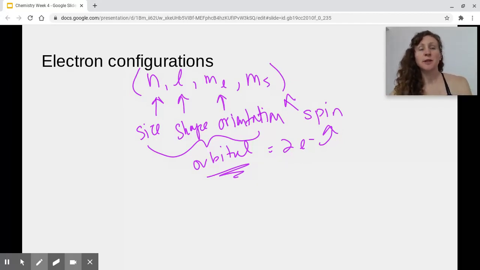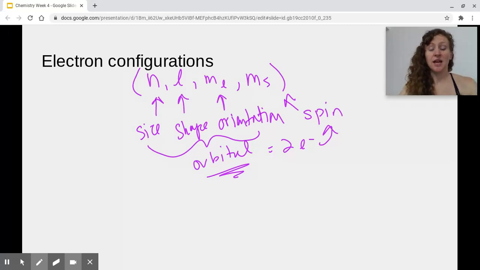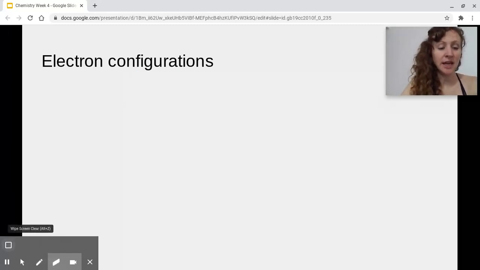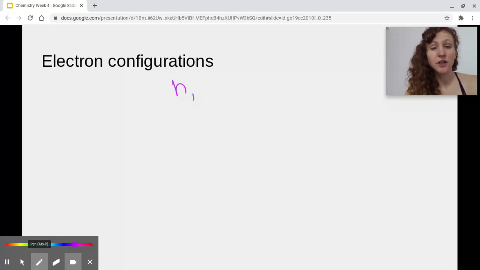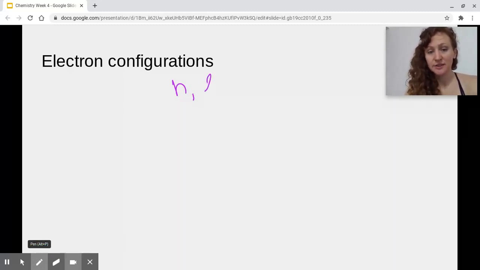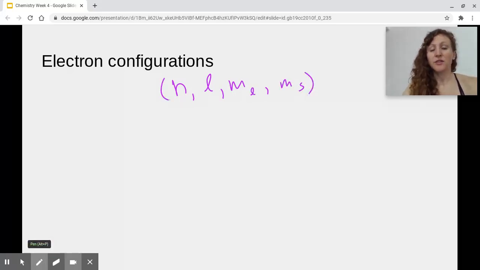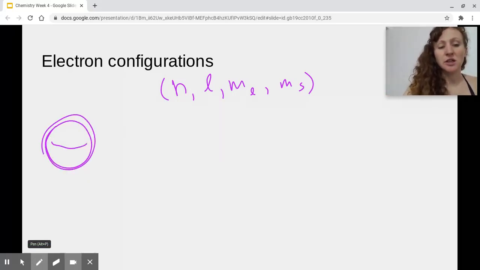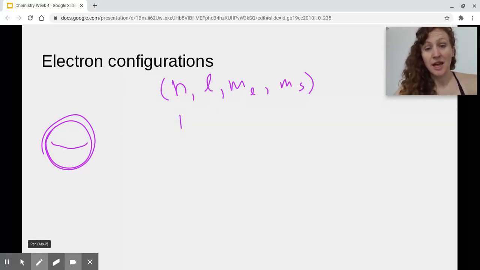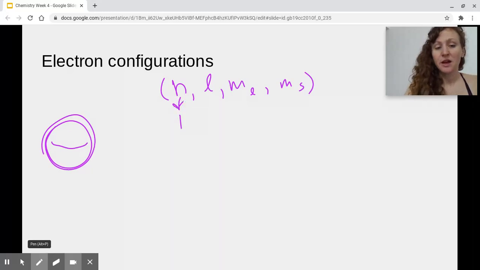So for example, if I have an electron and it exists in the first energy level, oops, that should be M sub L. Okay, if I have an electron that exists in the first energy level, the only shape in there is a sphere. So I'm in the first energy level. That's what the N tells me. My shape is an S.